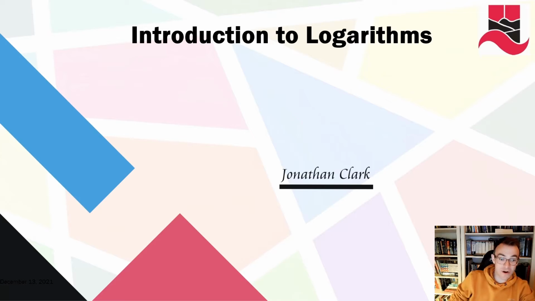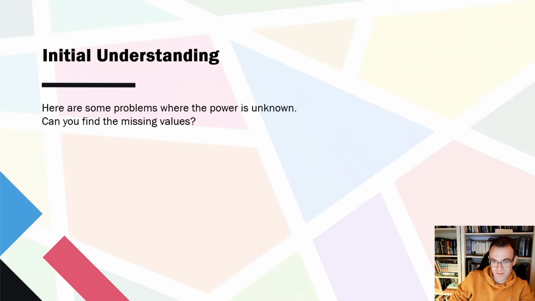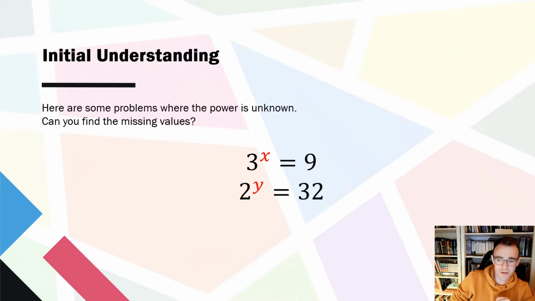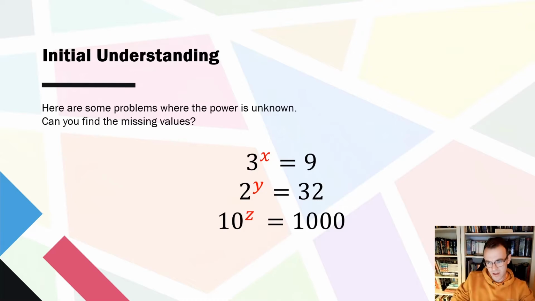Right, let's talk about logarithms then. Here we've got a few questions where the power is unknown. I'm going to pull them up on the screen now. We've got 3 to the power of something is 9, 2 to the power of something is 32, and 10 to the power of something is 1,000. Take a minute or so, see if you can figure out what those missing unknowns are.